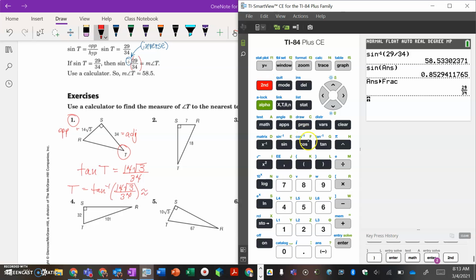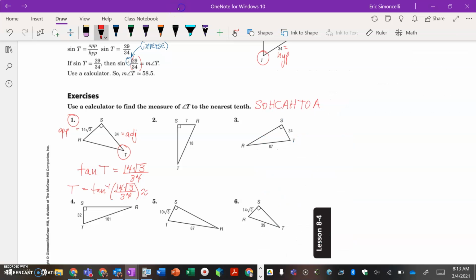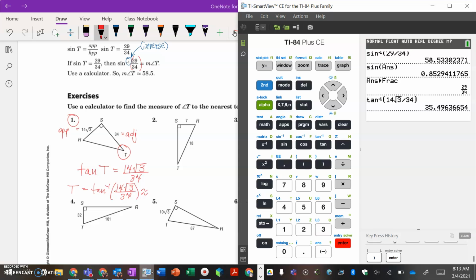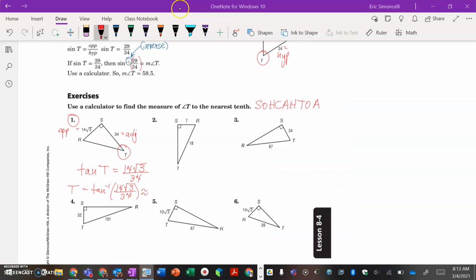And if we do inverse tangent of 14 square root 3 divided by 34, our angle should end up as such, 35.49. If they ask you to round to the nearest tenth, I would argue that 35.5 is an accurate or decent depiction of this. So 35.5 degrees.